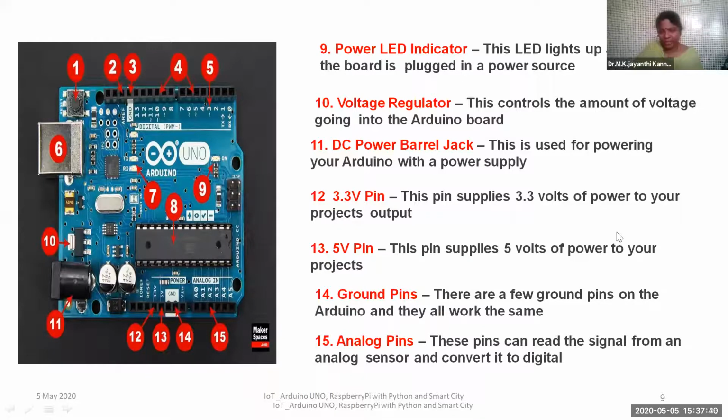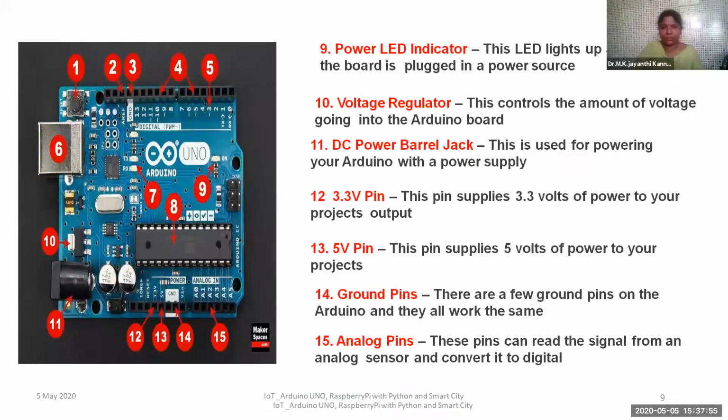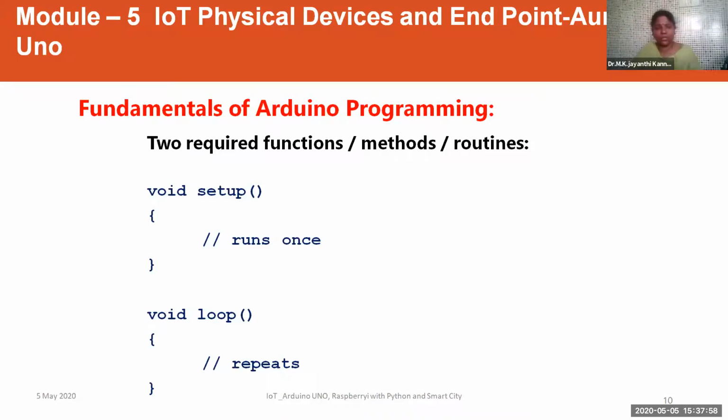Once you understand the pin configuration, our next topic is simple programming based on the Arduino UNO board. In the Arduino UNO board, we can make use of the following programming constructs. If you want to create programs, we will use the following commands. The fundamentals of Arduino programming: two required functions, called functions, methods, or routines. We can call it functions or methods or routines. All are the same.